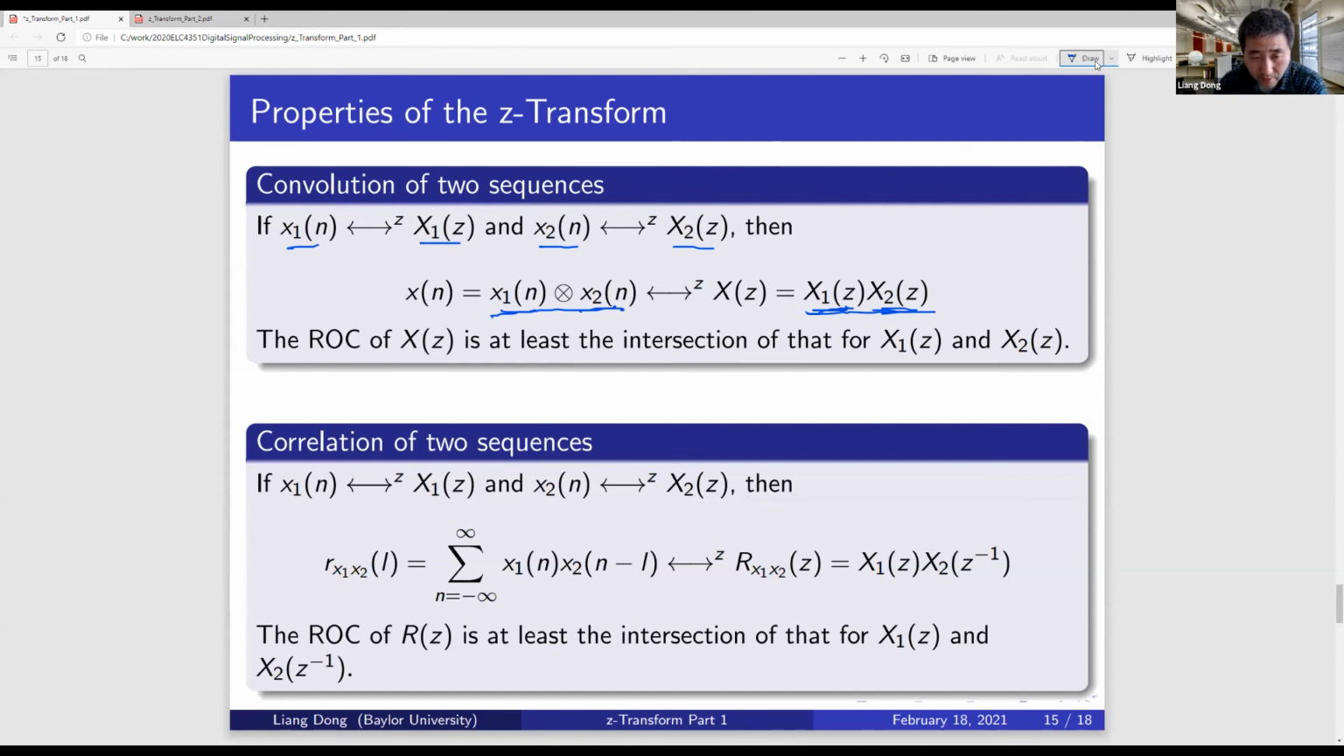But right now, we just know that this is an important and a very useful property. That is, convolution becomes a multiplication. The same thing we used for Laplace transform, the same thing we will use for Fourier transform.